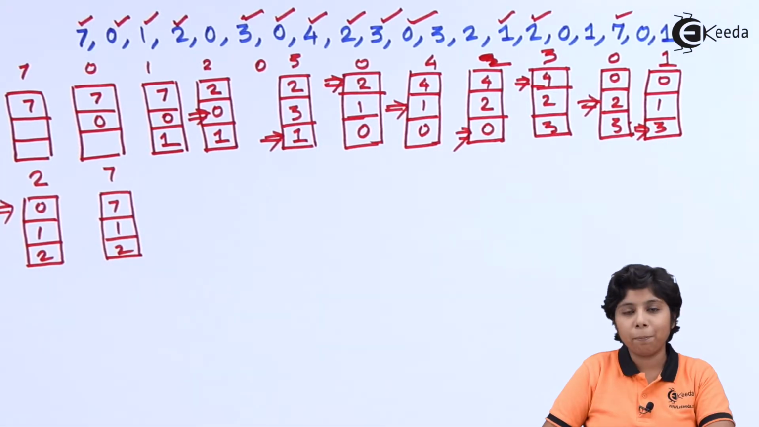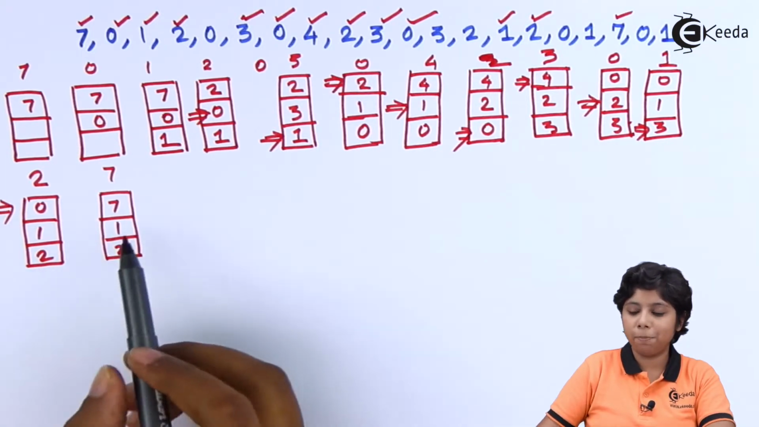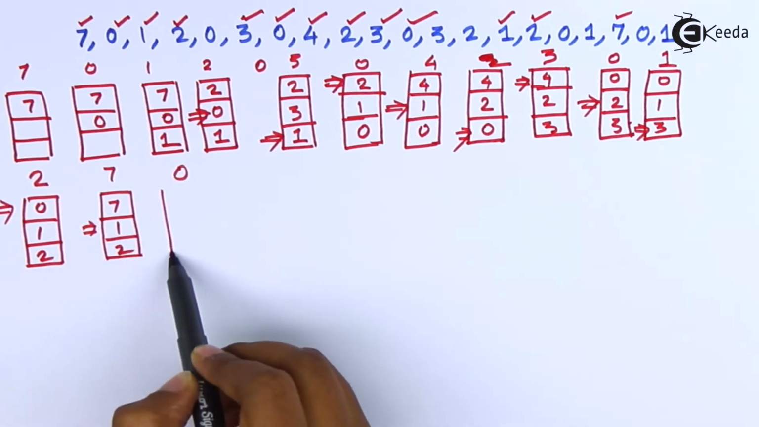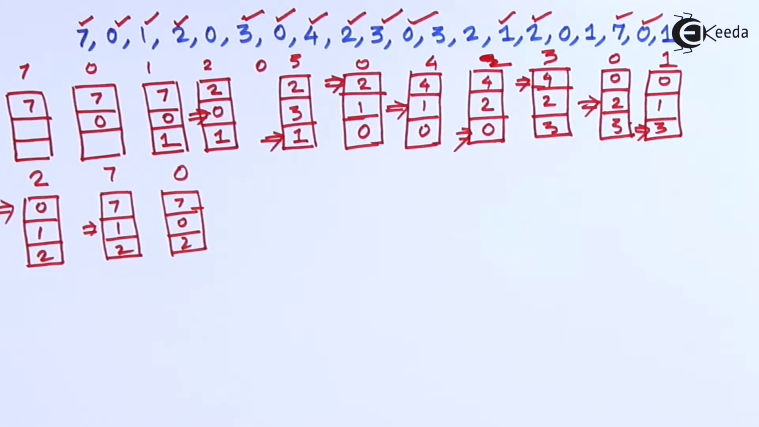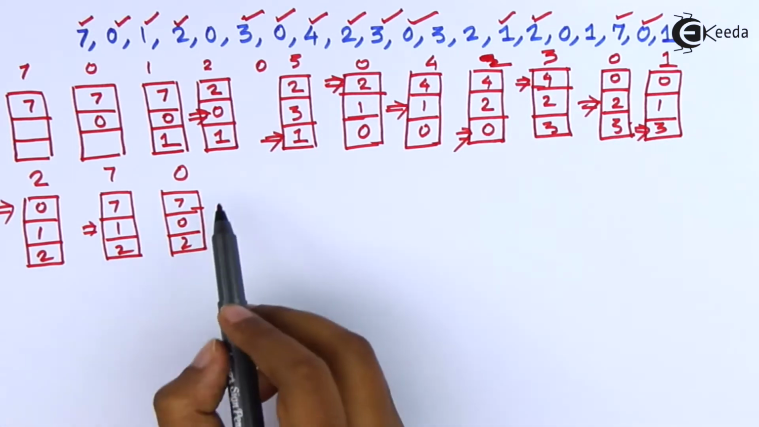Now again 0 is appearing, it will cause a page fault and will replace this one. Finally, 1 will also cause a page fault.